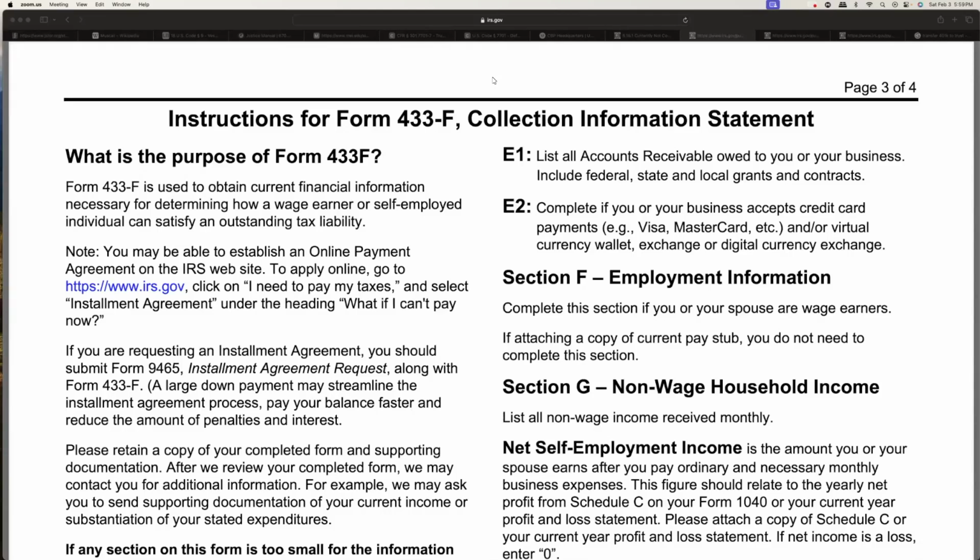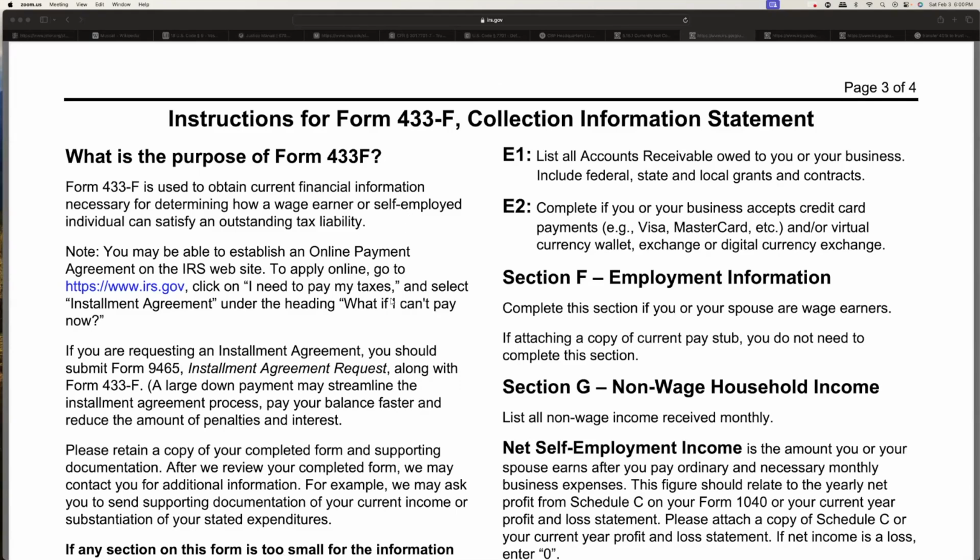Today we're going to talk about the filling out of Form 433-F, the collection of information statement. You would generally fill this out each year to go under the radar, under the threshold of ever being listed in their system to where you would owe a tax, or giving them reason to file a federal tax lien against any of your assets.